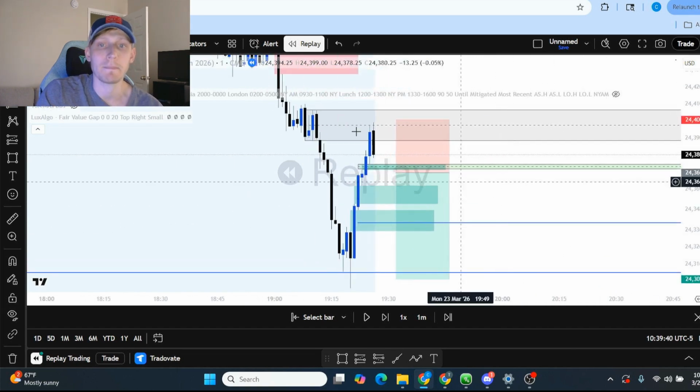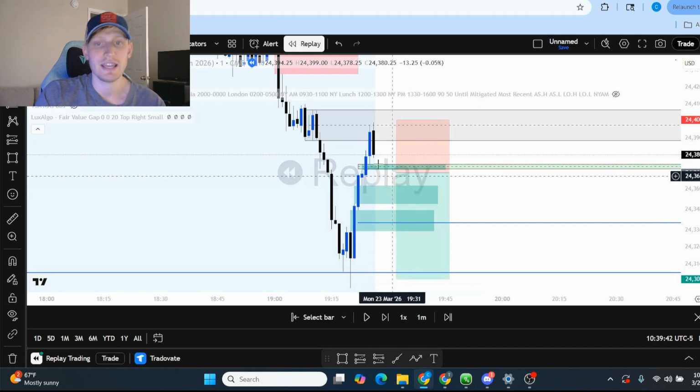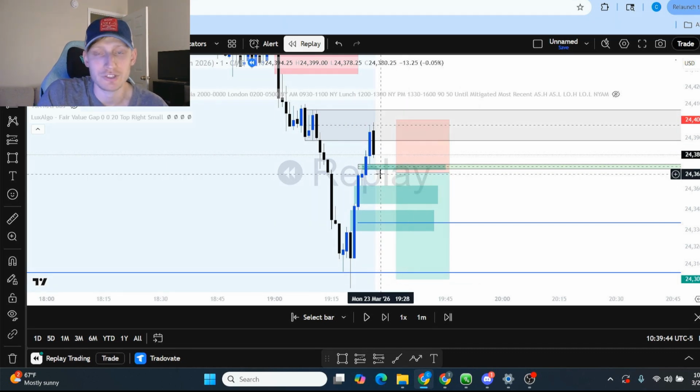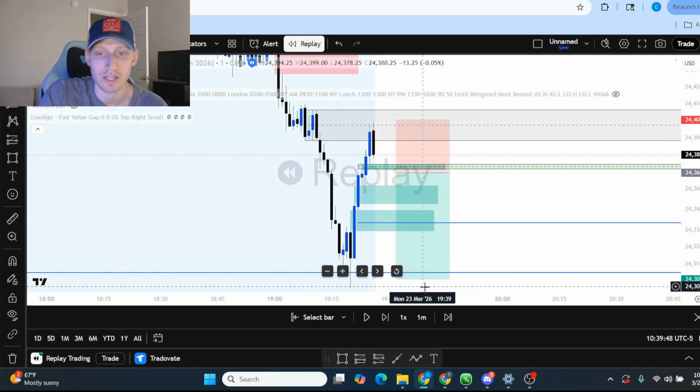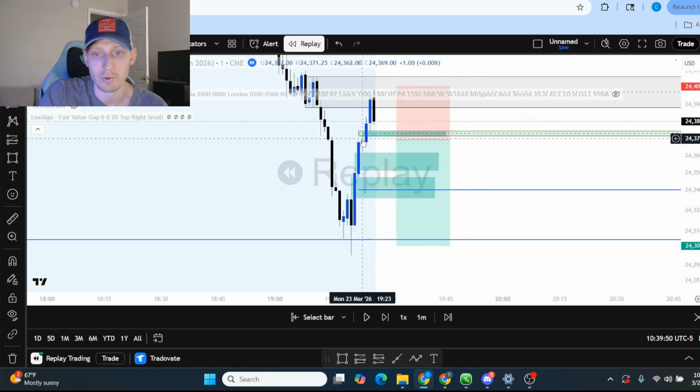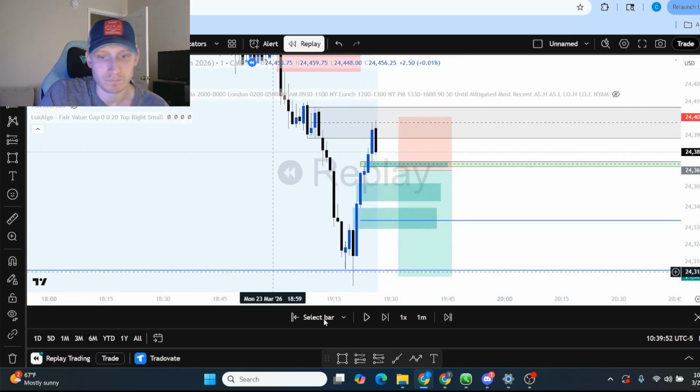But I'm immediately marking that fair value gap because if price starts to blast through this fair value gap, I will be looking for sells down to the liquidity where I want price to head. So let's go ahead and keep playing here.